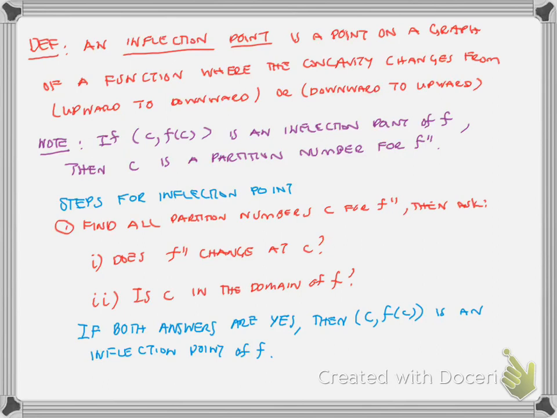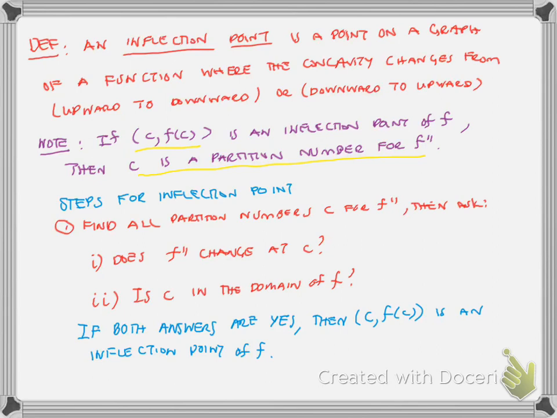We'll see. Okay, so definition: an inflection point is a point on a graph of a function where the concavity changes from upward to downward or downward to upward. And if f of c is an inflection point of f, then c is a partition number for f double prime.